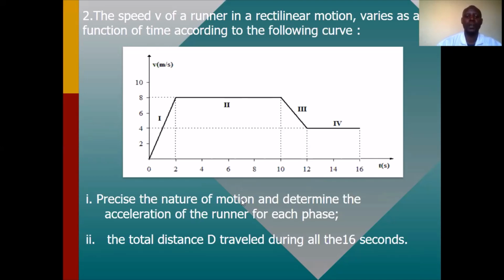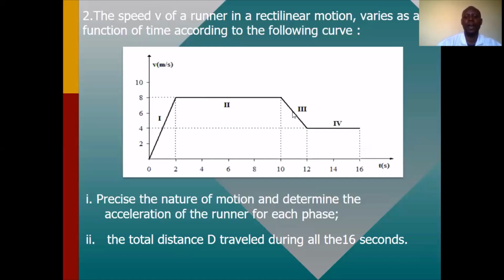For the second question, determine the total distance traveled during all 16 seconds. To find the distance, we are going to calculate the area under the graph. Here we have a triangle, and remember the area of a triangle is a half of the base multiplied by the height. For the second phase, we have a rectangle, and remember the area of a rectangle is the width times the length.